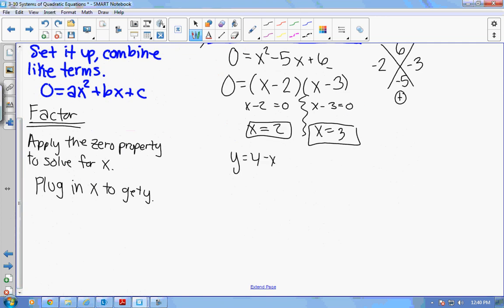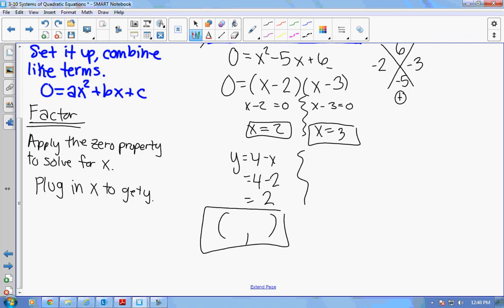So we have to do both. 4 minus 2, which is what? 2. So that point is, who can tell me the ordered pair? X comma y. What are the numbers? Colby, what was the x that we plugged in? 2. And what was the y? We got it. Y equals 2.